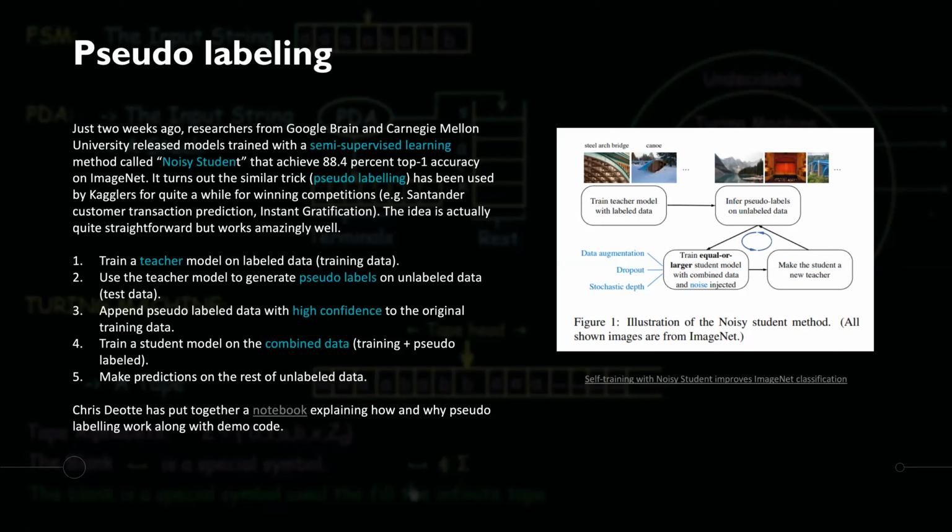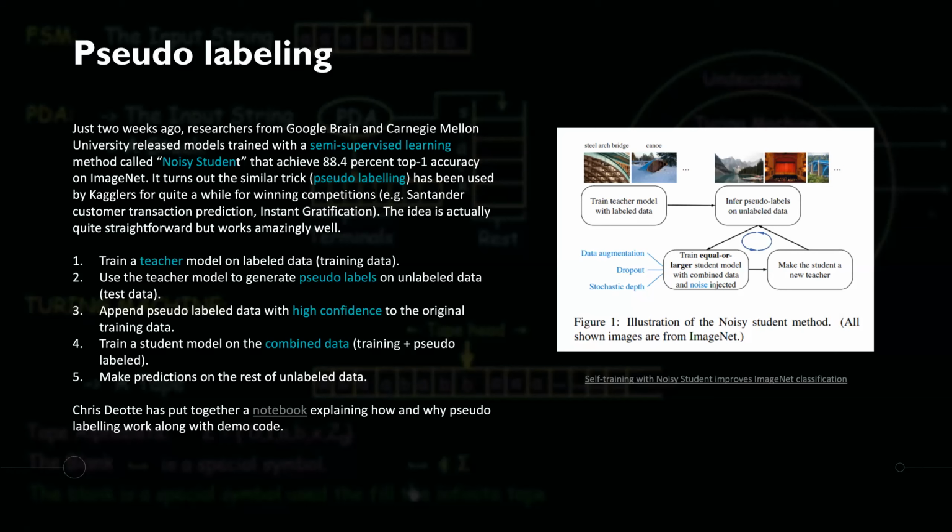For instance, the Santander Customer Transaction Prediction. I had a gold medal in that competition, but the champion actually used pseudo labeling to make a tiny improvement, which helped them stand out. As well as Instant Gratification, which is another competition on Kaggle. So again, the idea is very straightforward and simple, but effective.